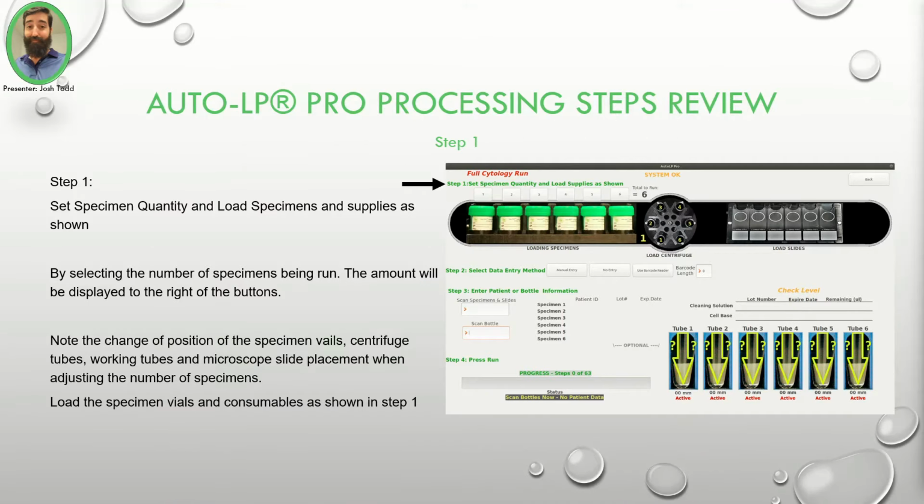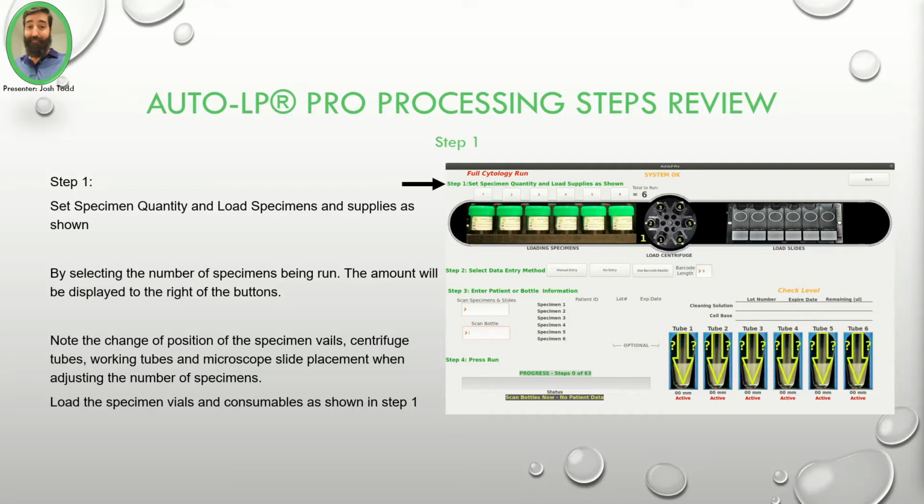AutoLP Pro Processing Steps Review. I would like to review the steps in setting up a processing run on the AutoLP Pro. For this demonstration, we'll be starting a run on Mode 1. Starting with Step 1, set the specimen quantity and load specimens and supplies as shown.